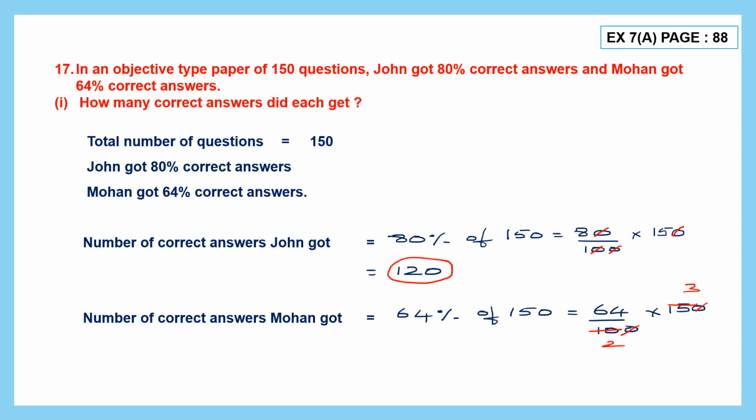Now I can cancel 64 and 2. 2 1s are 2. 2 into 32 is 64. Now I have to multiply 32 into 3. 32 into 3 is 3 2s are 6. 3 3s are 9. So that is 96. So let's write that 96. So that means Mohan got 96 correct answers.